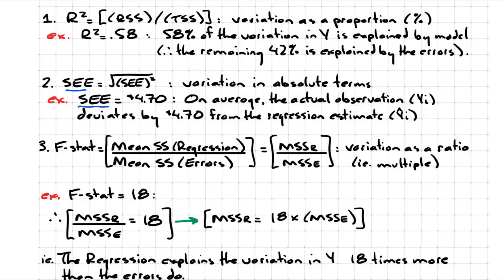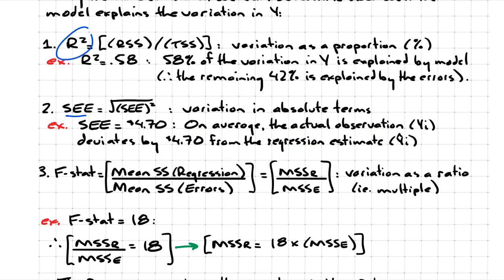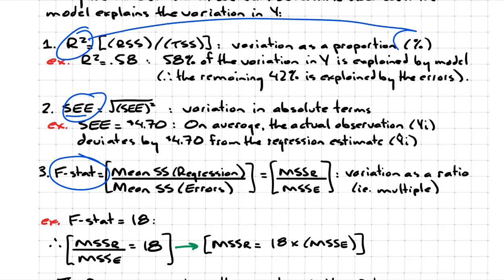So I just want to point out what's happening here, ladies and gentlemen. All these metrics, whether it's R squared, SEE, and we'll go forward a bit, FSTAT, they're all telling you the same thing. They're all telling you how significant the model is. But their format is different. R squared is telling you how significant the model is in percentage terms. SEE is telling you how significant the model is in an absolute sense. And now FSTAT, let's have a look at FSTAT.